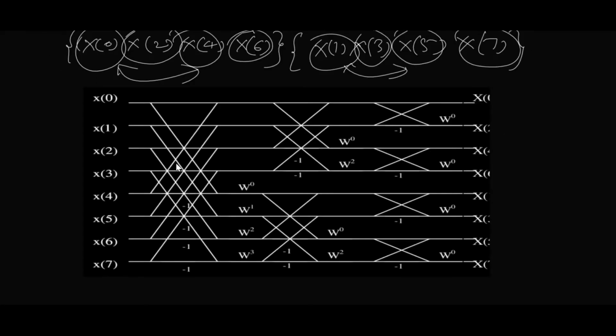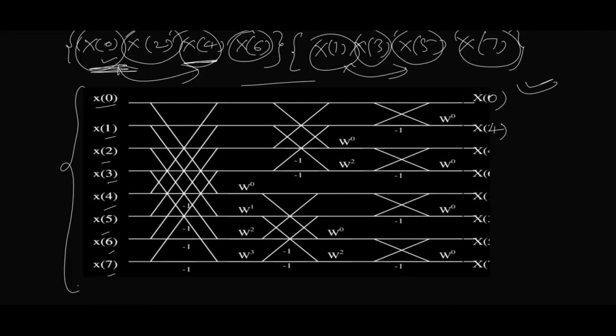As you know, this is the standard structure of the butterfly diagram for the DIF algorithm. You can see all the inputs are in natural order, 0, 1, 2, 3, 4, 5, 6 and 7. But the outputs, the frequency domain samples, will be decimated in this order. We have X0 first, then it gets paired with X4, then X2 with X6, then X1 with X5, and X3 with X7.